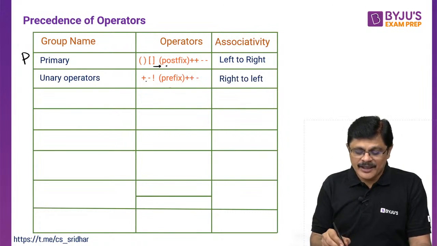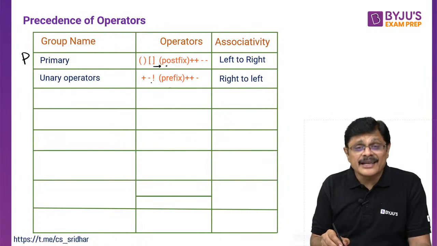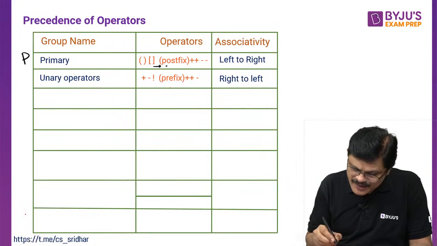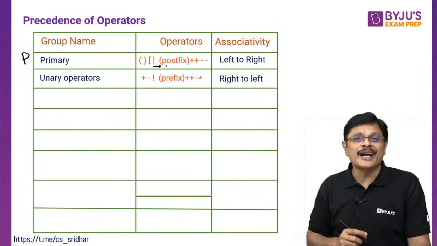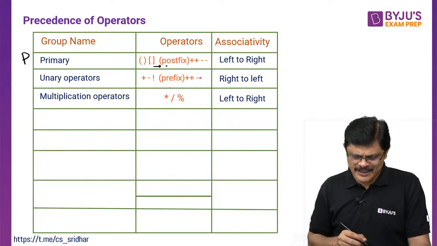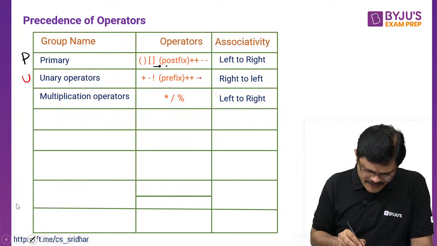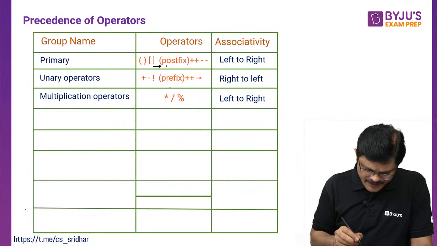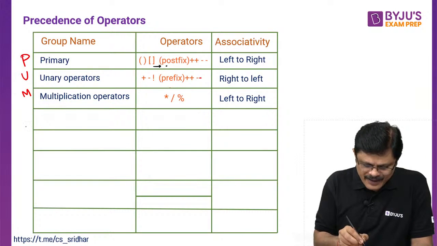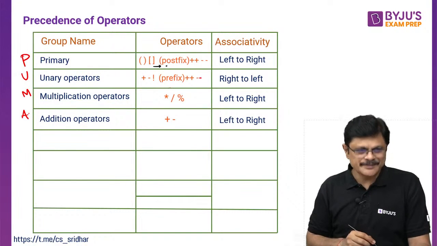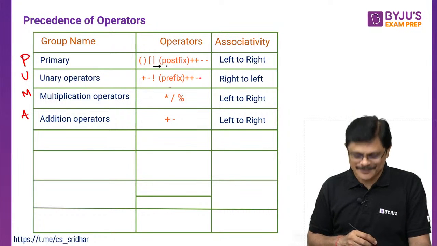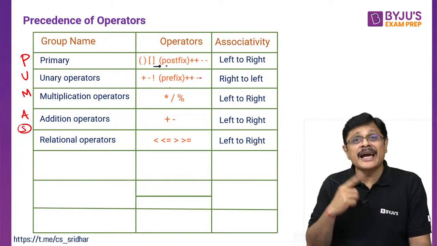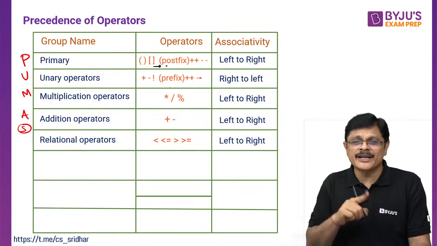Unary operator: unary plus, unary minus, logical not, the prefix fellows. I made a mistake here, this should be minus. Sorry for that. Right to left. Multiplication operators, that is PUM. Let me write this in red color only, that would be better. PUM, next A, Puma, whatever you call it. Actually, there is one more in between which is missing. I'll tell you later, that is the bitwise operator, that fellow will come.